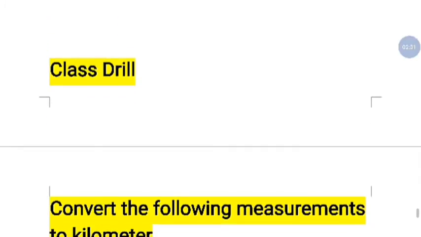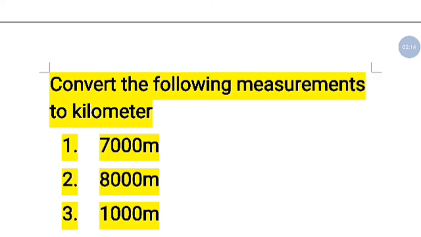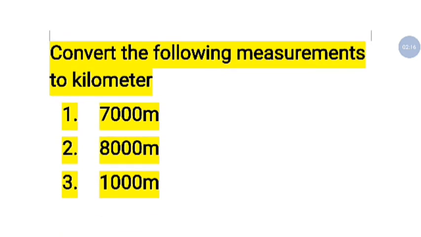Now we have a class drill. This is our second class drill. The first one, you had to convert from kilometers to meters, and this you have to convert the following measurements from your meters to your kilometers. Number 1, we have 7,000 meters. 2, we have 8,000 meters. 3, we have 1,000 meters.